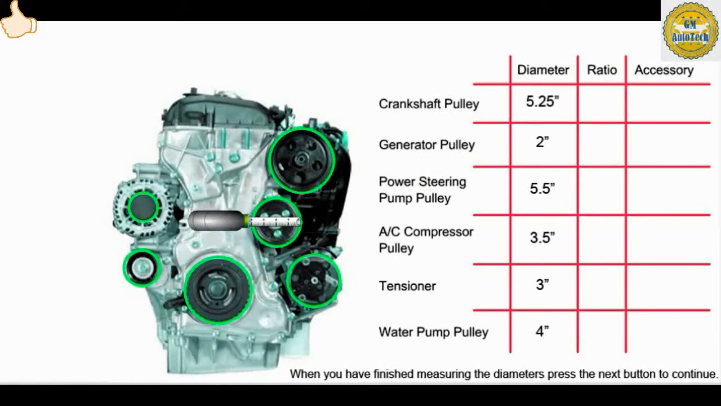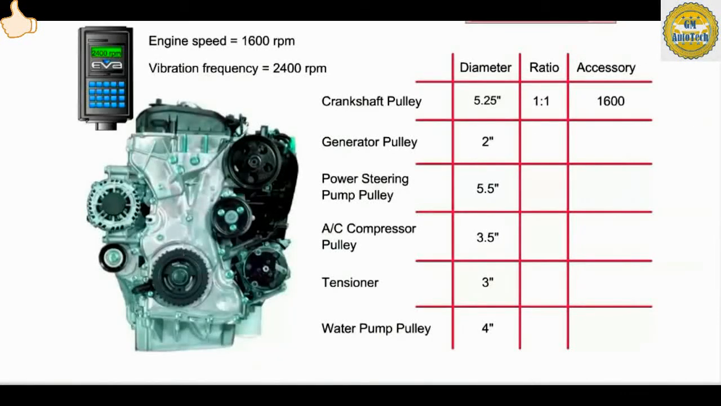One column of our chart is filled in, and now you know the real reason we're doing these calculations. We've got a vibration when engine speed is 1600 RPM. Our vibration analyzer tells us that the frequency of the vibration is 2400 RPM. Let's see if any of these pulleys are causing our problem. You need to determine the ratio between each accessory pulley and the crankshaft pulley. Or in other words, how many times will the accessory pulley rotate during one rotation of the crankshaft pulley?